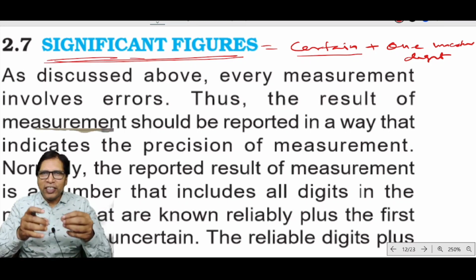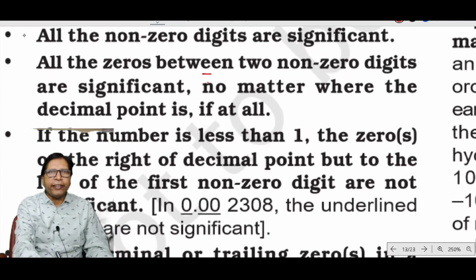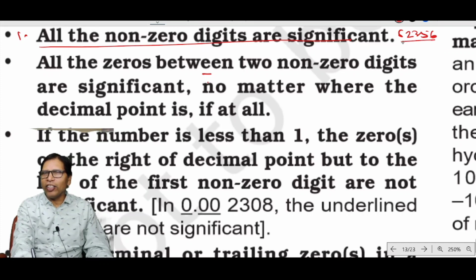Now, rules for selecting significant figures. Number one, all non-zero digits are significant. Look at this: 2, 6, 2, 3, 5, 6. Here all are non-zero digits, so the number of significant figures is 1, 2, 3, 4, 5.